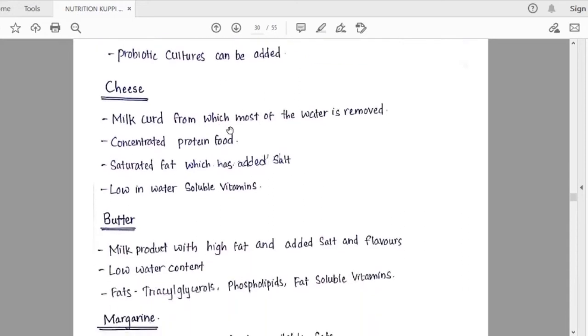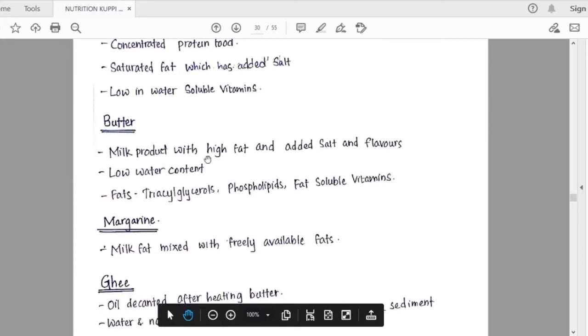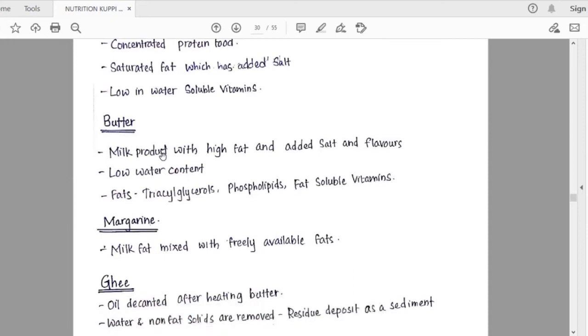Cheese: milk curd from which most of the water is removed. It is a concentrated protein food with saturated fat and added salt. So cheese has a lot of saturated fats, and such saturated fat is not the good kind of fat. It is low in water-soluble vitamins. Butter is a milk product with high fat and added salt and flavors. Its water content is very low. The fats in it are triacylglycerols, phospholipids and fat-soluble vitamins.